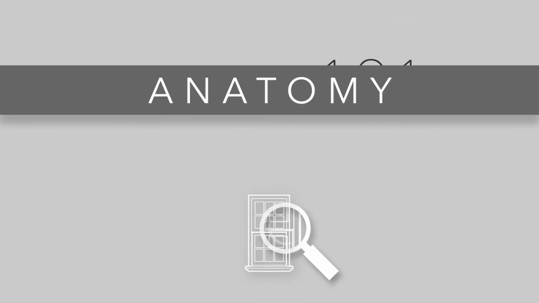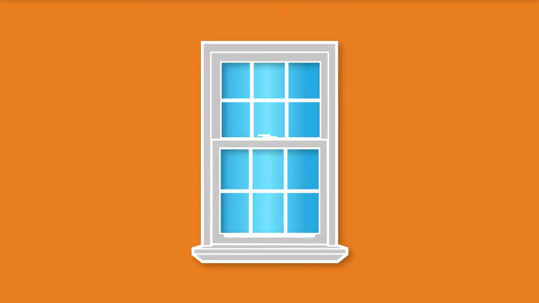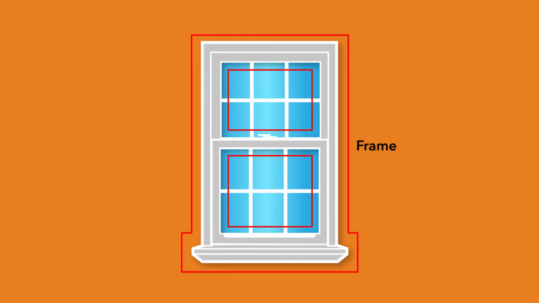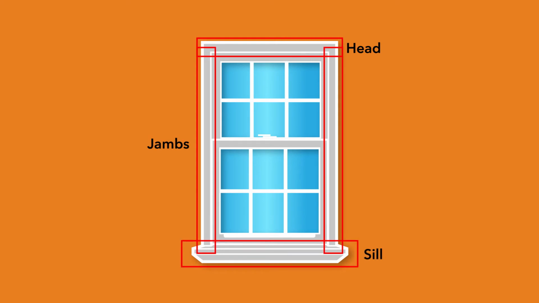Windows 101, the anatomy of a window. There are many parts that make a window, and we hope this short video helps you to understand all of them. We'll begin with the frame. The frame is the combination of the heads, jambs, and sill. Together, these form a precise opening that the sash fits into.